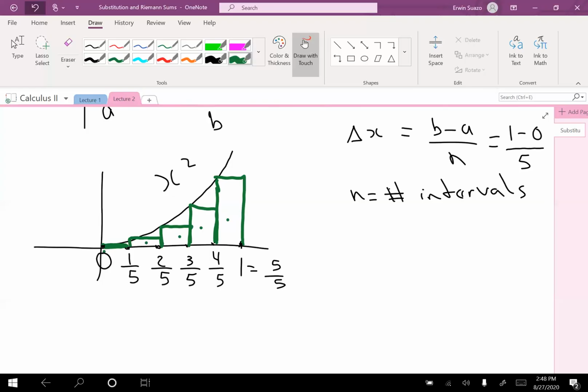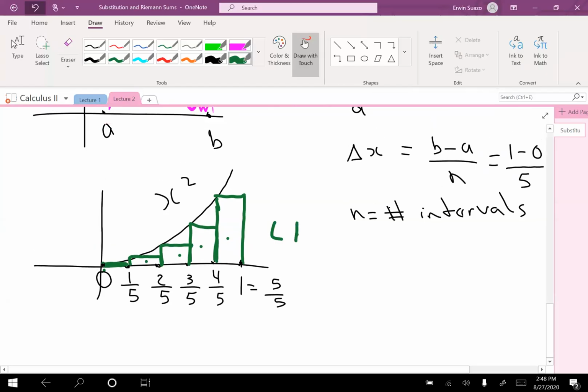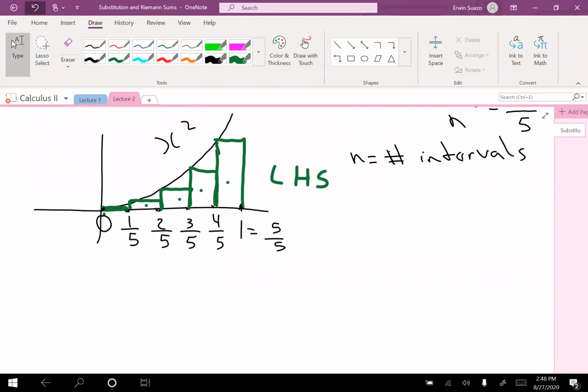That's correct. Okay? I started on the left, and they call it left. Let's call it left hand sum. So how is my left hand sum? My left hand sum is gonna be this. The approximation of the area is gonna be the sum of those rectangles. So left hand sum is what is the area of each rectangle?